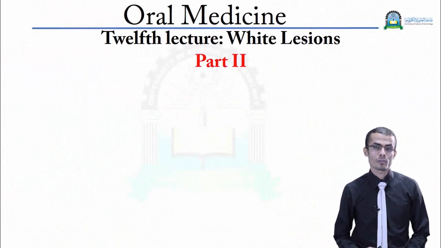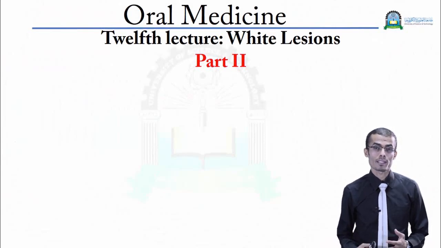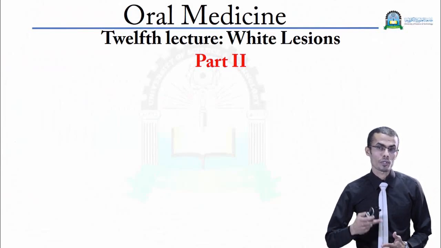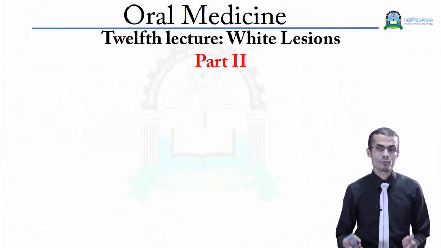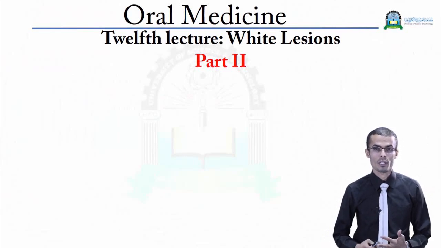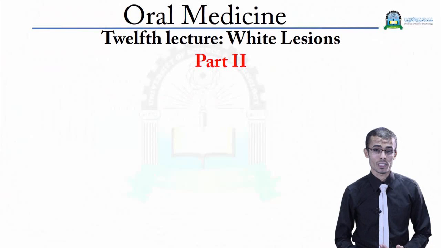In the last lecture we had talked about 4 of the most presented white lesions in the oral cavity, started with lichen planus, lichenoid reaction, lupus erythematosus, and also we had talked about the chemical burn. We had talked about those 4 lesions regarding their clinical features, their differential diagnosis, their final diagnosis, and their management. We'll continue about the white lesions as a part 2 white lesions for the 12th lecture.